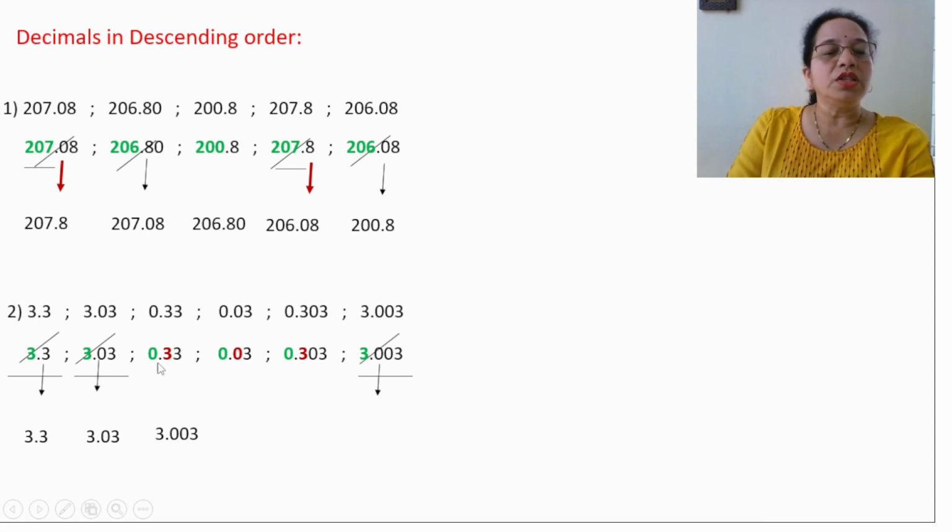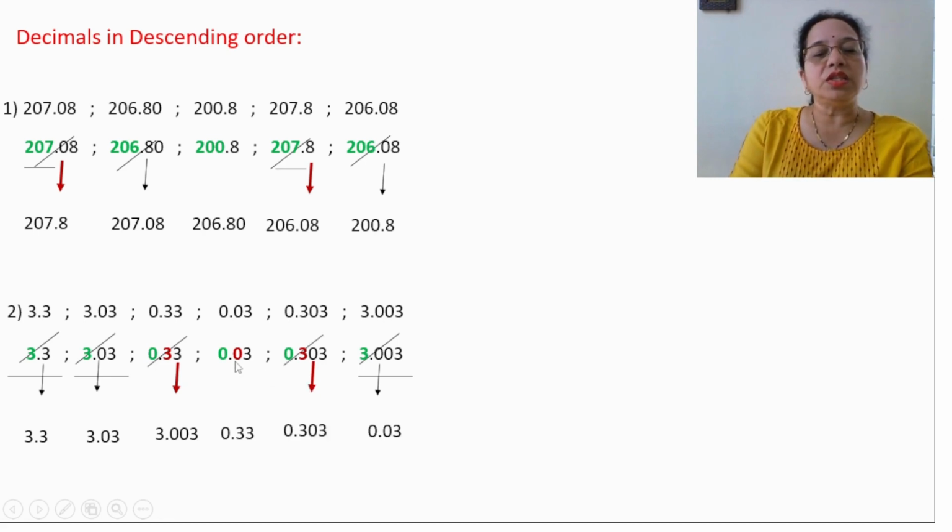So now here 0.3, 0 and 3, again which one is the greater number? 3 and 3, this is same. So we will go for the next digit, 3 and 0. So which one is greater? This 3 is greater, so 0.33. Next one will be 0.303, and the smallest one will be 0.03. So this is the way we arrange decimals in descending order.